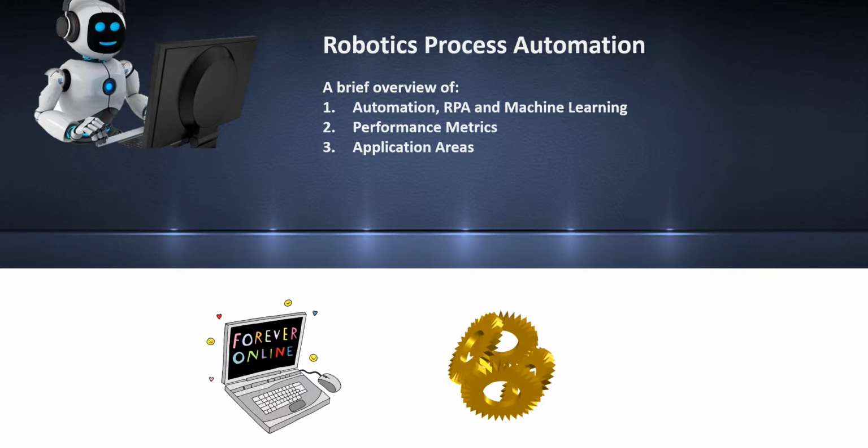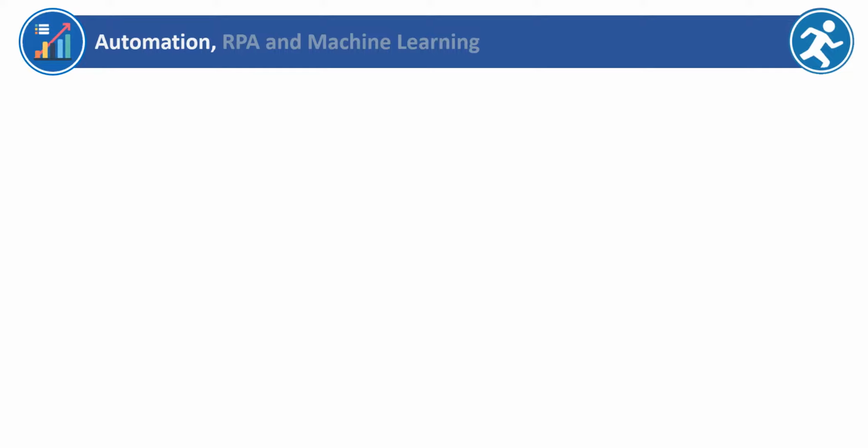This video briefly covers automation, robotic process automation, and machine learning, and it will explain the differences among all of these. It will also explain the performance metrics which could be useful for RPA from a process excellence point of view. And in the end, it will also cover some of the application areas for the RPA. And here I'm talking about the process automations.